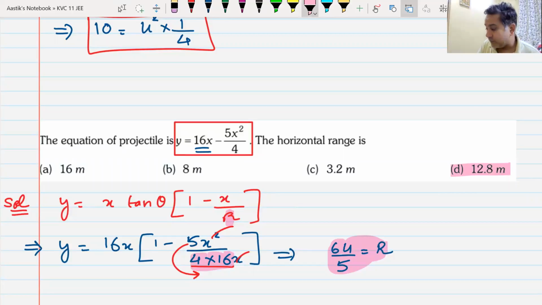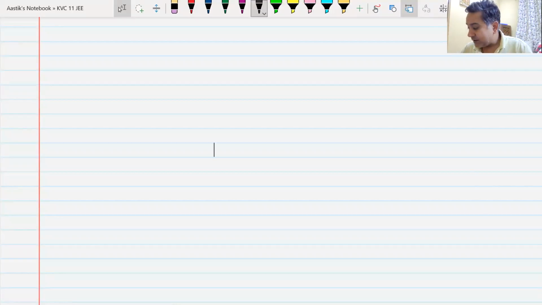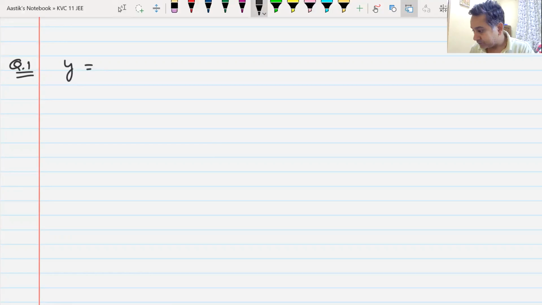I will give you one more. Don't worry, I'll give you 2 more questions on this, because I'm expecting that this type of question may appear in your JEE. So this is the question for you to practice. The equation of a projectile is given by y is equal to 8x minus 3x square by 5.